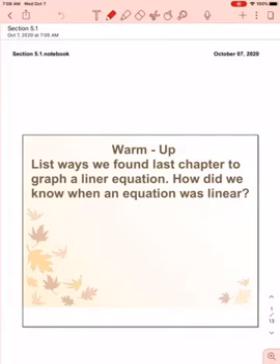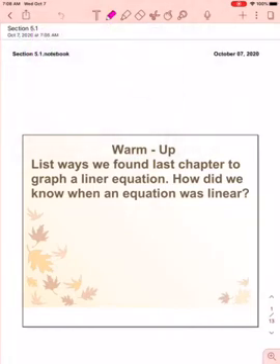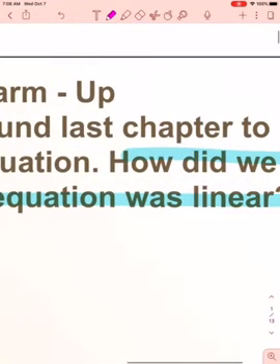So this says, list ways last chapter that we would graph a linear equation, and how did we know when an equation was linear? So the first thing, let's talk about the second question first. So how did we know when an equation was linear? Those were our 3 questions.